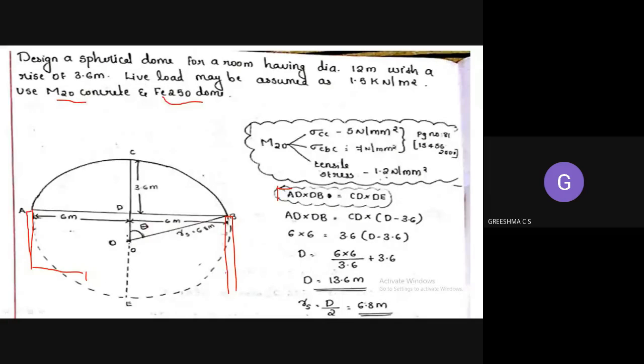We can take it like this. If the total is 12, how much will it be up to here? It will be at the midpoint, so it will be 6 meters, and this will also be 6 meters. Now, by the geometric property of the circle, you can write that AD into DB is equal to CD into DE. That is another geometric property of the circle.